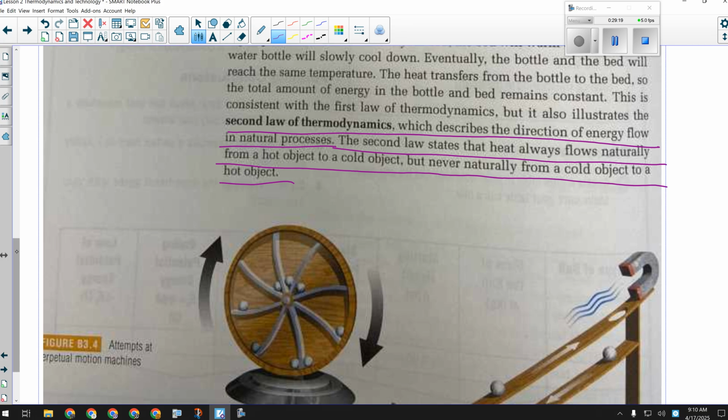Okay? And you can see there the last part of that sentence says, never naturally from a cold object to a hot object. So that means I can artificially make it do that. Okay? Which is what your fridge does. Your fridge and your freezer both pump heat from a cold area to a hotter area, right? Thermal energy is always wanting to go into your fridge because inside your fridge is cold. Okay? That's the way that thermal energy would naturally want to go.